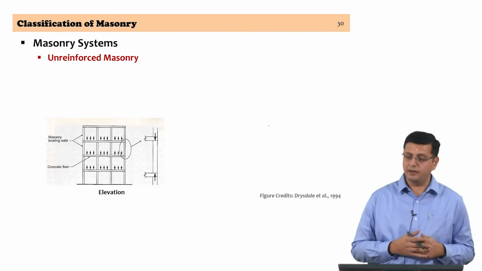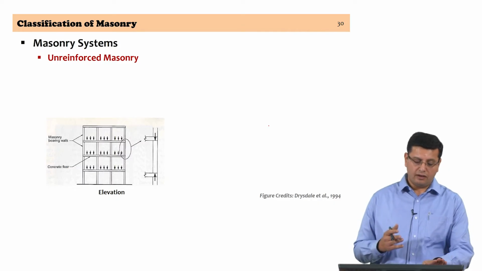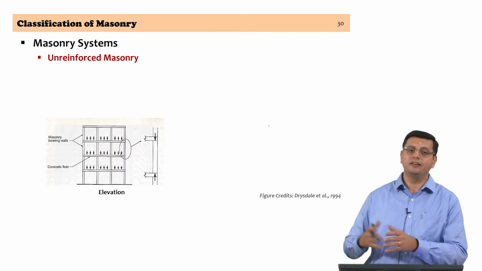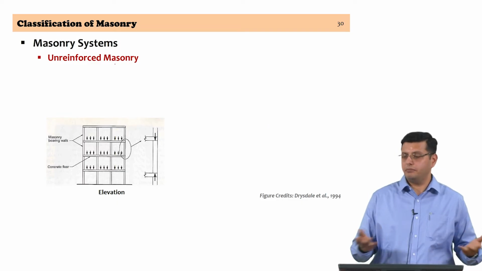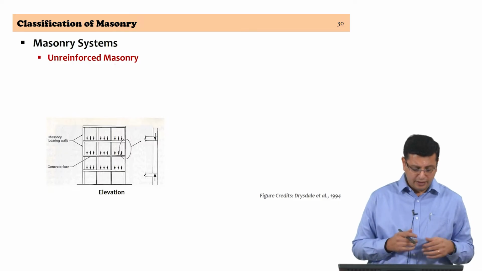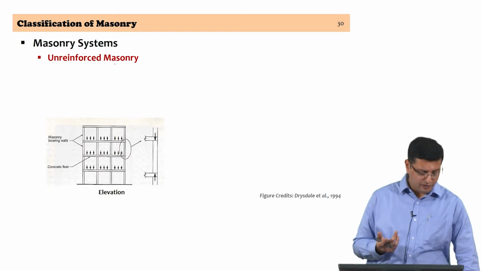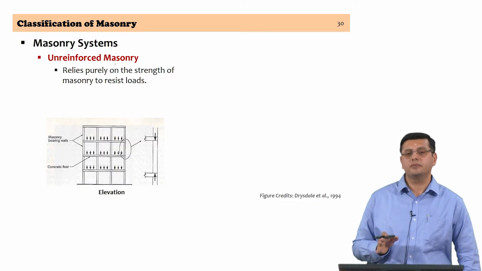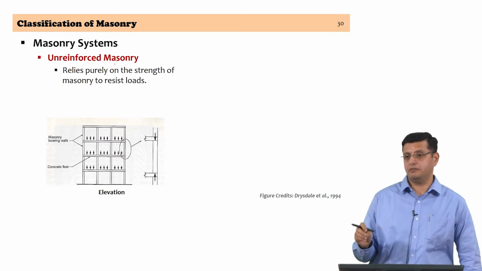The first one is unreinforced masonry, where the word unreinforced is something that we are introducing because we have started looking at reinforced masonry. Earlier this would just be referred to as ordinary masonry because it is without reinforcement. The unreinforced masonry, as we have seen earlier when we were examining the nature of masonry, relies purely on the strength of masonry in compression, even in tension, in flexural tension.